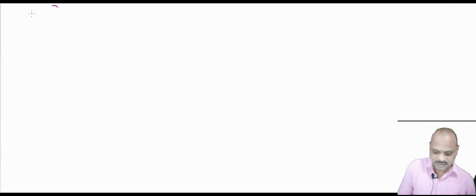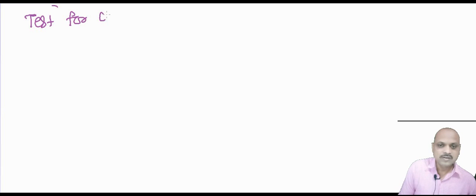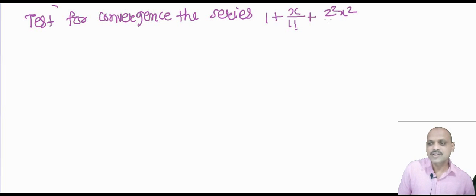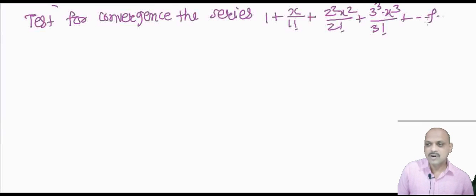We will test the convergence of the series 1 plus x divided by 1 factorial plus 2 square into x square divided by 2 factorial plus 3 cube x cube divided by 3 factorial plus and so on, for x greater than 0. If we ignore the first term, we can easily write the un term.